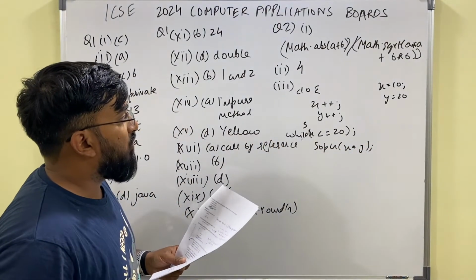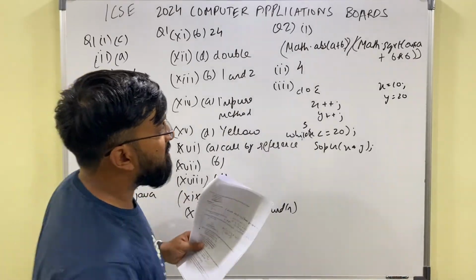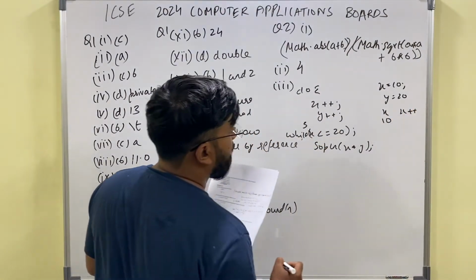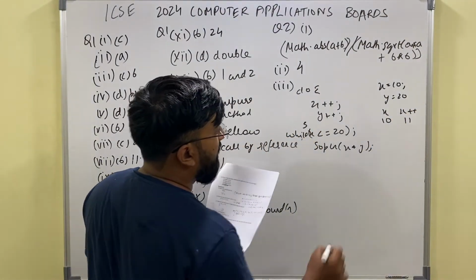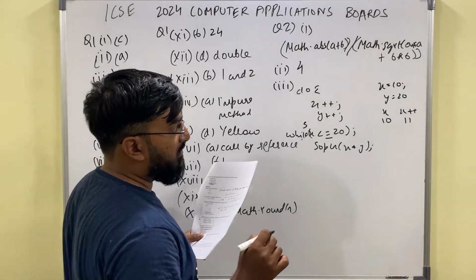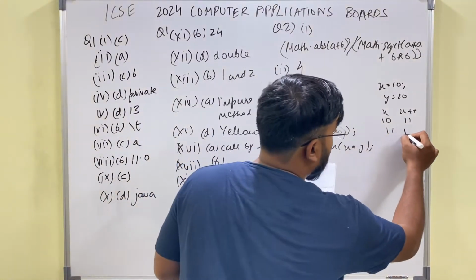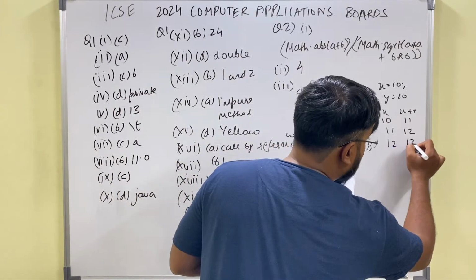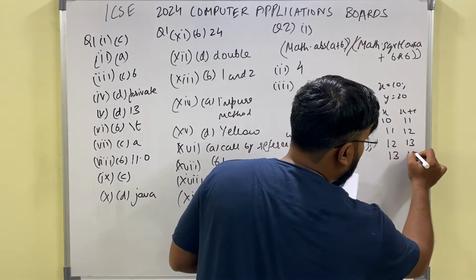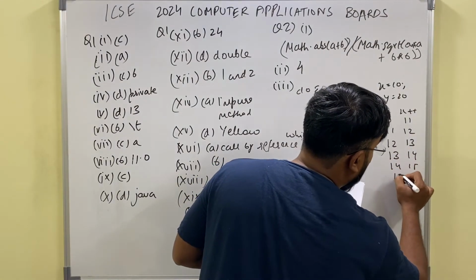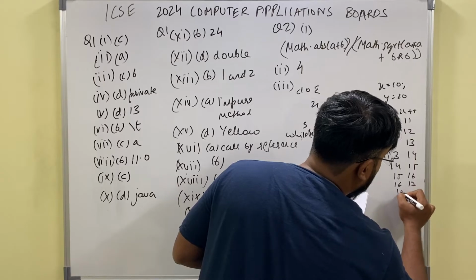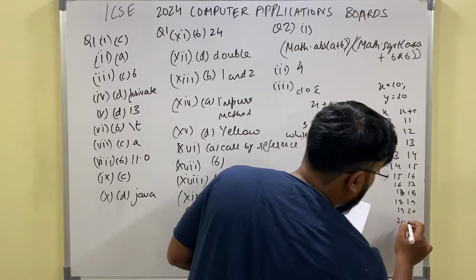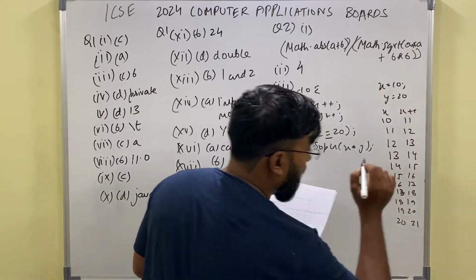So what is happening here is this is an exit control loop. x starts at 10. x goes inside, x plus plus happens, x becomes 11. 11 less than equal to 20 is true. Then x goes in as 11, becomes 12. 12 less than equal to 20 is true. Then it goes in as 12, becomes 13, true. Goes in as 13, becomes 14. Goes in as 14, 15, 16, 17, 18, 19, goes as 20 inside, and becomes 21.